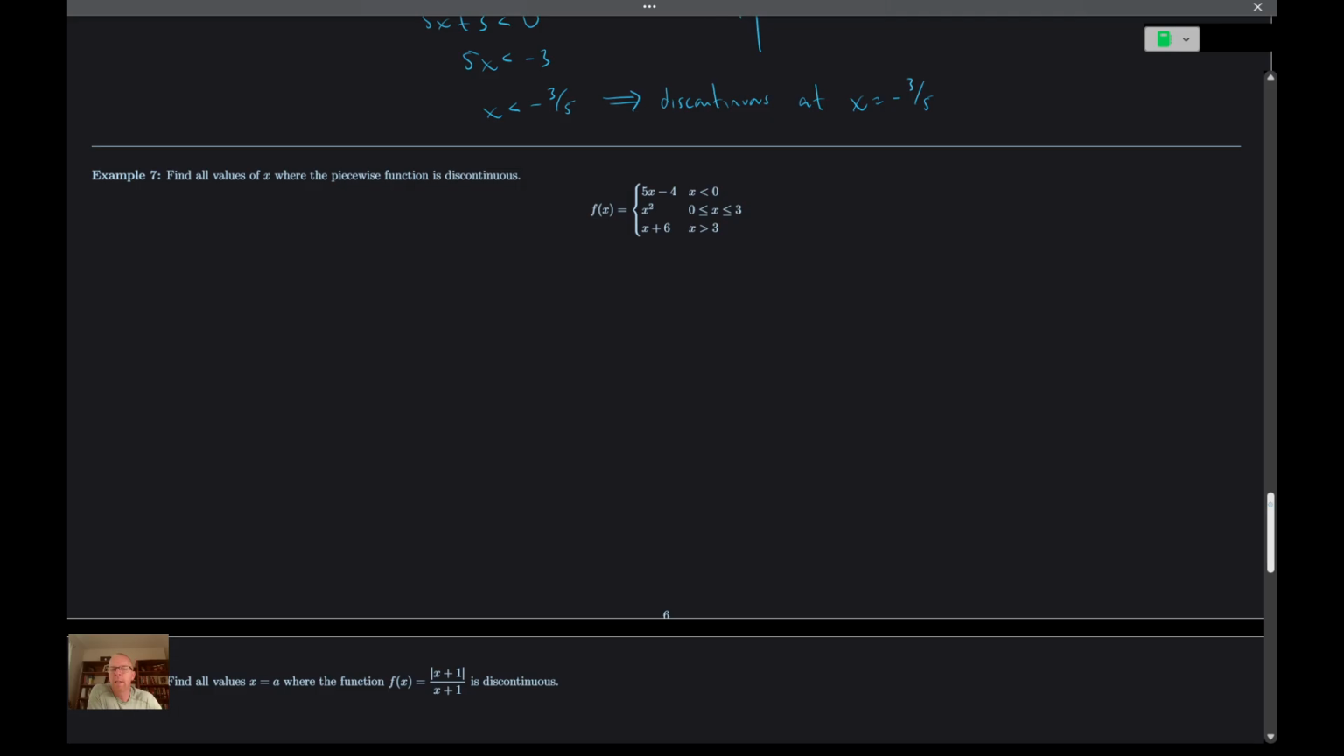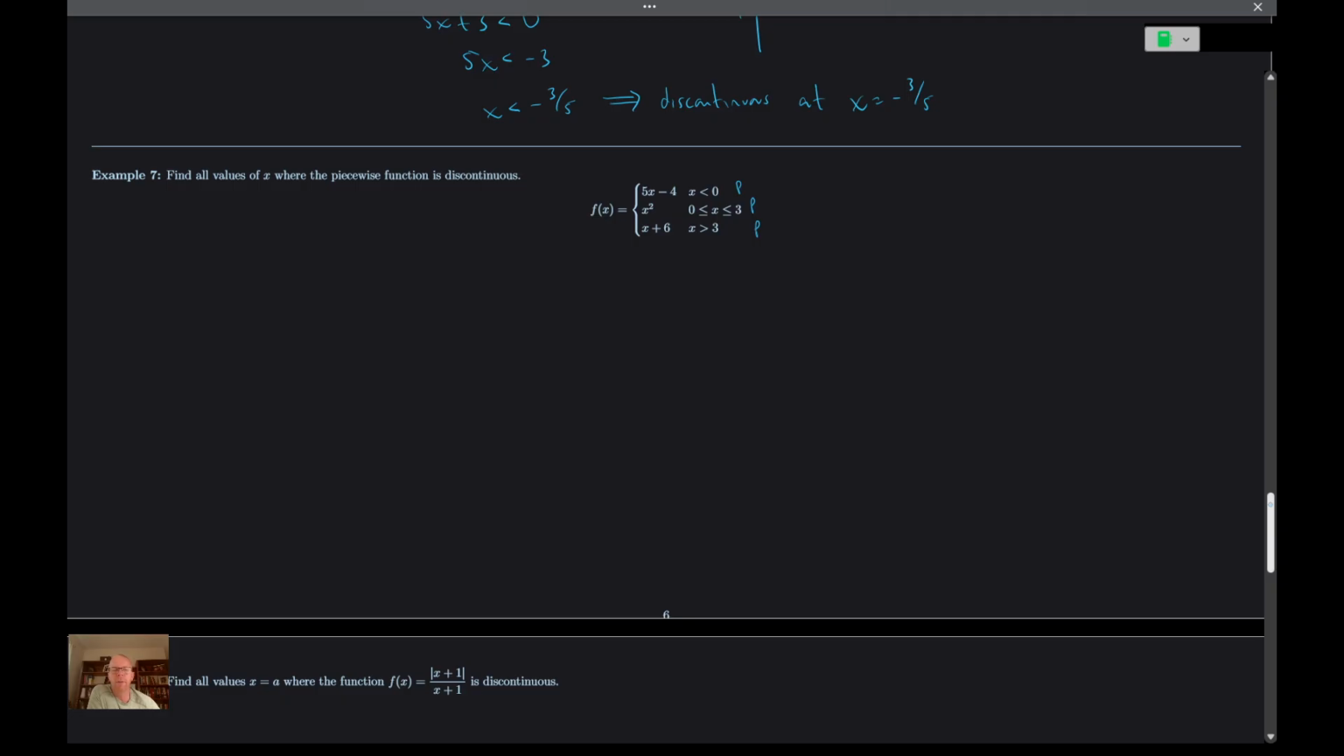So when you look at these, polynomial, polynomial, polynomial. So 5x minus 4, polynomial, x squared, polynomial, x plus 6, polynomial. So we're continuous. All those functions are continuous wherever they're defined. So less than 0, we're continuous. Between 0 and 3, we are continuous. And greater than 3, we are continuous.